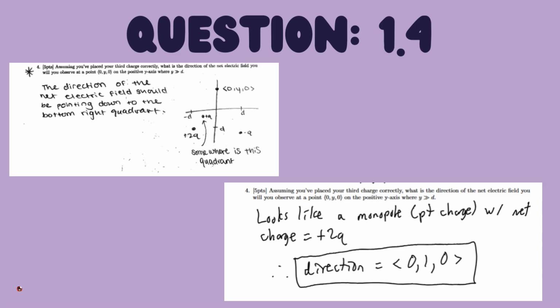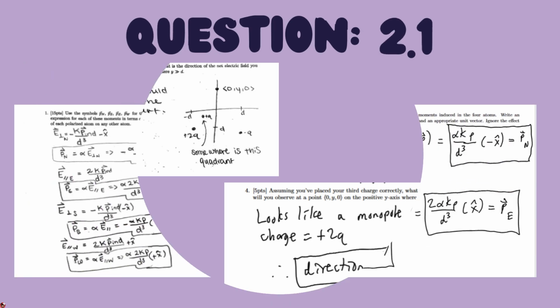Okay, question 1.4 says, assuming you place the third charge correctly, what is the direction of the net electric field you will observe at point 0, y, 0 on the positive y-axis where y is greater than d? So for this part, I missed 5 points because it was just incorrect. And I knew this was going to be incorrect because the previous part that I just went over was incorrect. So my net electric field, of course, is going to be in the wrong direction, but the correct direction is going to be in the y direction because it's a monopole with a point charge. So they're all the same charge and then one is different.